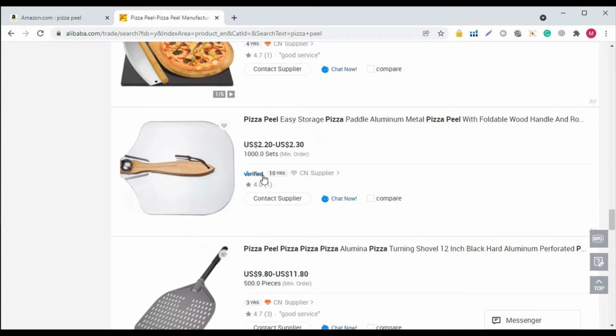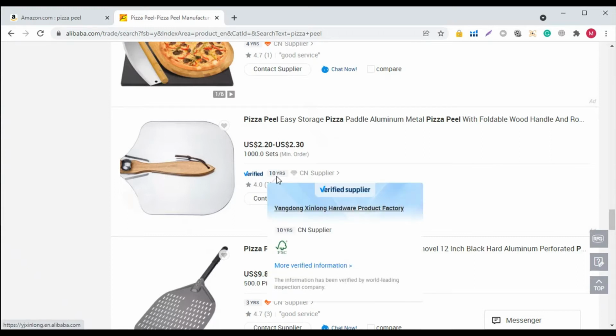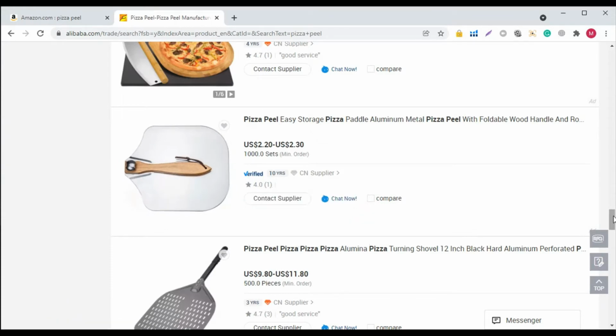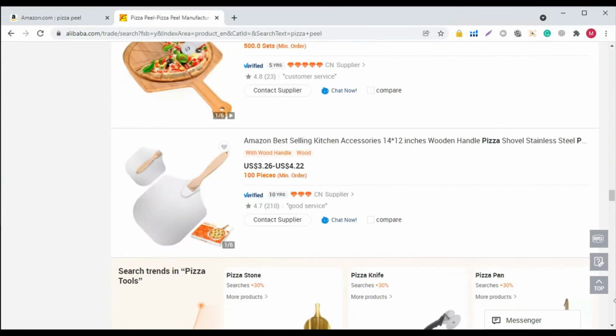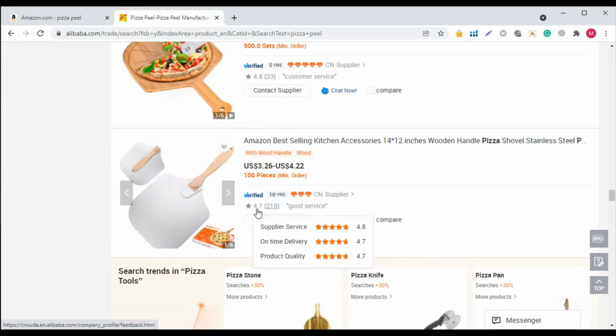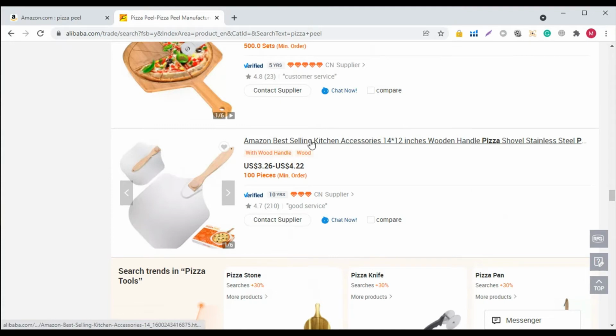So this supplier is verified and has 10 years of experience, but his rating is not really good. So I will move forward to the next supplier. Yay. So this one seems good to me because he's giving for 3.26. Yes, of course I can negotiate a bit further, but he is verified and has above, sorry, 10 years of experience. Oh my god, very good. And 4.7 star rating. Yes, I am interested in contacting this supplier.